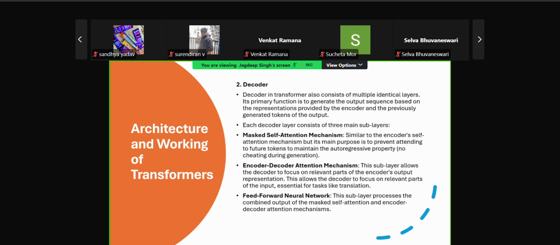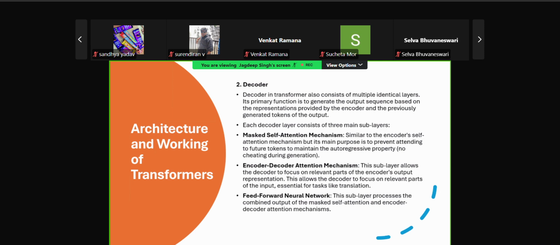So each decoder layer consists of three main sublayers. In the encoder, there are two sublayers, and the decoder consists of three main sublayers: masked self-attention mechanism, encoder-decoder attention mechanism, and feed-forward neural networks.